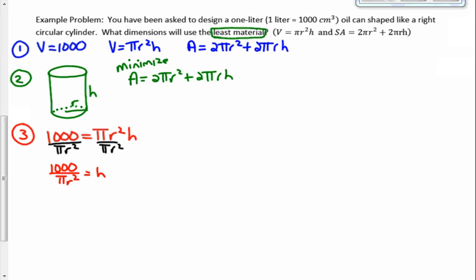Now I need to do step 3.5. Use substitution to create one equation with one variable. Now what I want to minimize is the surface area. So I'm going to go back to my surface area, and wherever I see an h, I'm going to replace it with 1,000 divided by pi r squared.